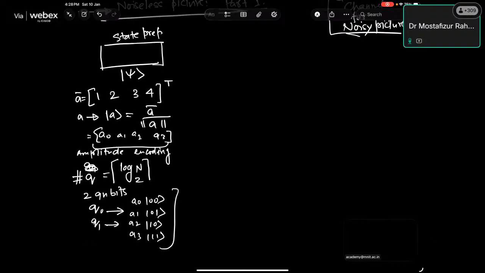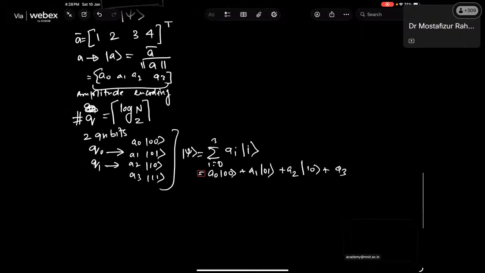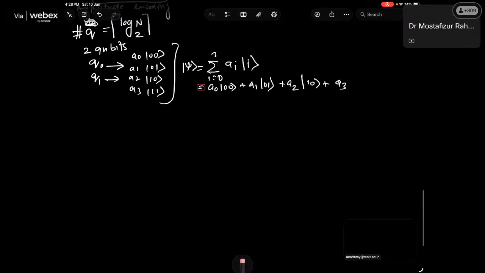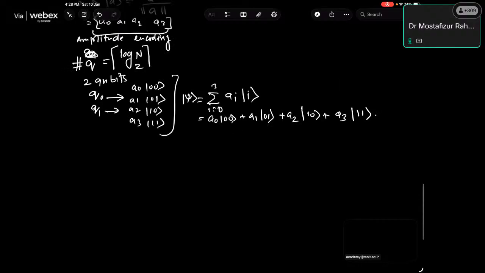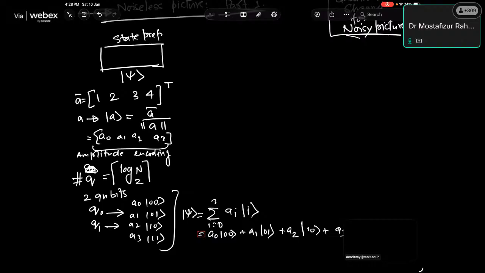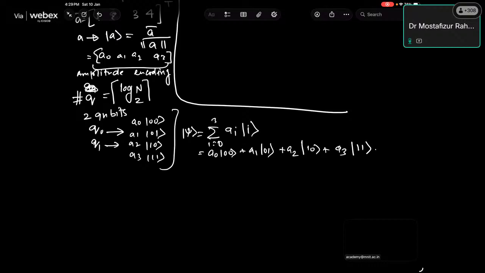So your final quantum state, ket psi, will be the summation of all these states, A_i ket i, where i varies from 0 to 3. So it will be A0 00 plus A1 01 plus A2 10 plus A3 11, right? And this is the way you encode the information first. This is the first step we do to go from classical to quantum, with the state encoding technique.